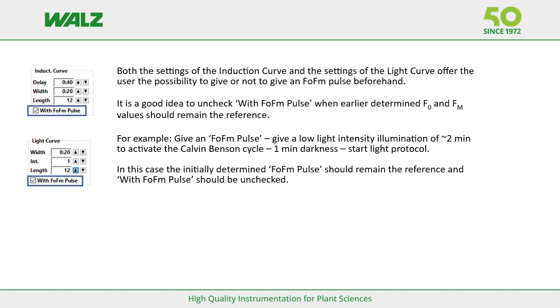To avoid artifacts related to photosynthetic induction, it is a good idea to activate the Kelvin-Benson cycle by a pre-illumination. The sequence could then be: 1. Click the F0FM button to determine F0 and FM. 2. Apply 2 minutes of pre-illumination, for example 50 micromoles of photons per square meter per second, or for extreme shade samples probably a somewhat lower value should be chosen. 3. Then start a light curve with the F0FM pulse box unchecked.